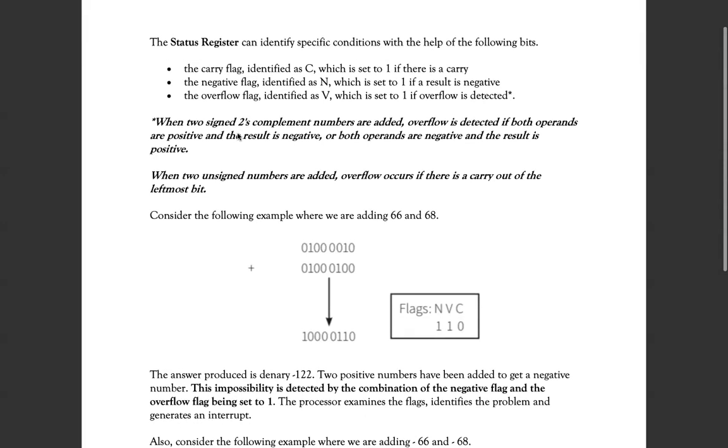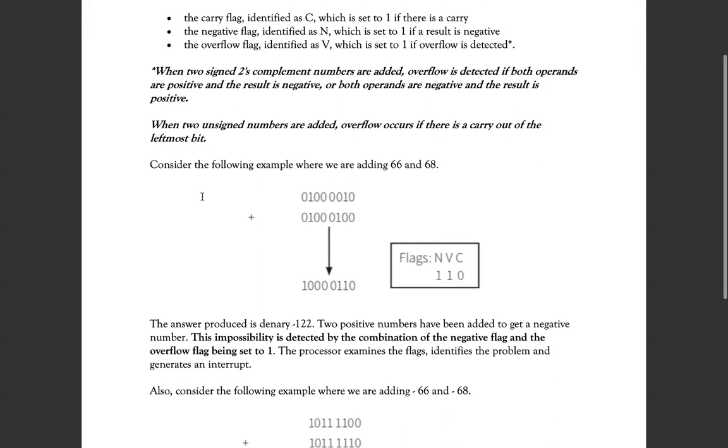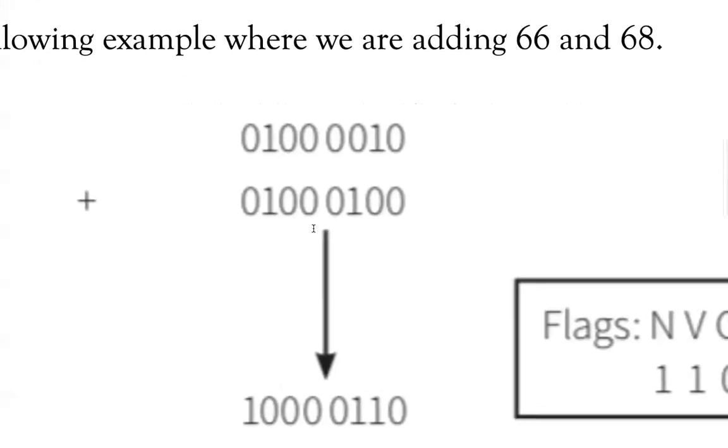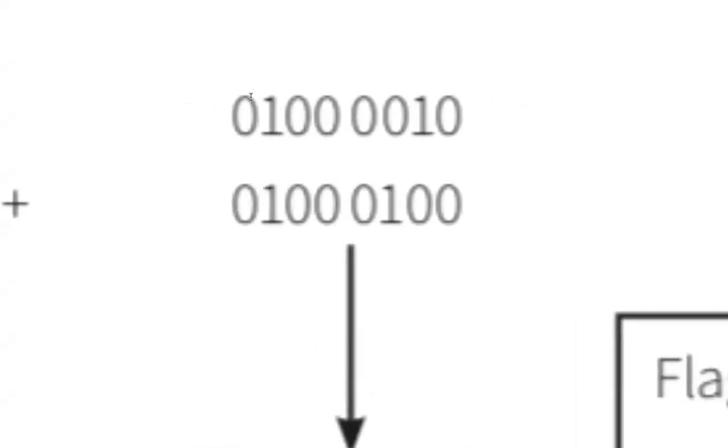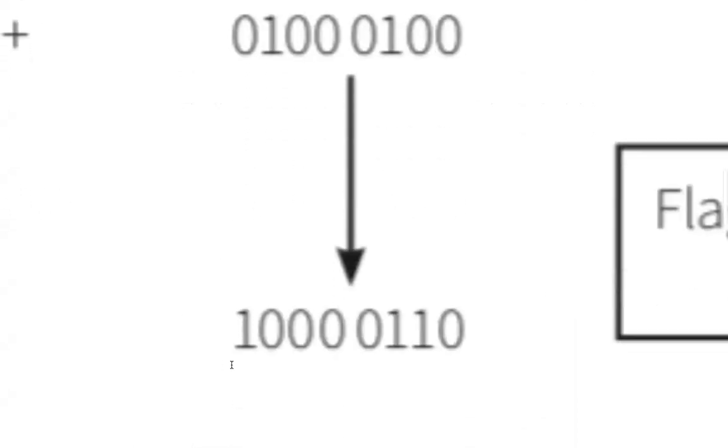Now let's try to understand the purpose of the status register with respect to this example. As you can see here, I got two numbers. These are two positive numbers, 66 and 68. Now, when I add these two positive numbers together, my resulting number turns out to be negative.